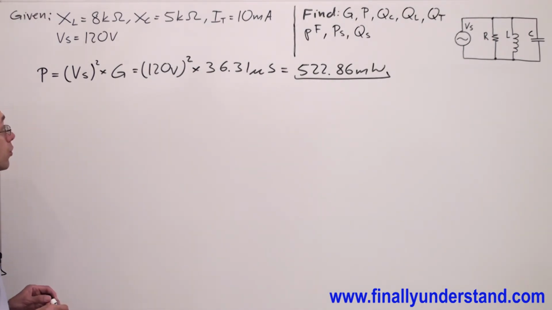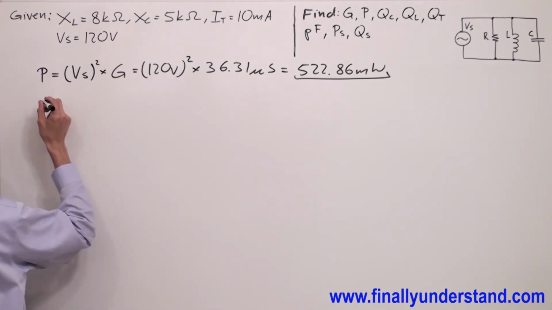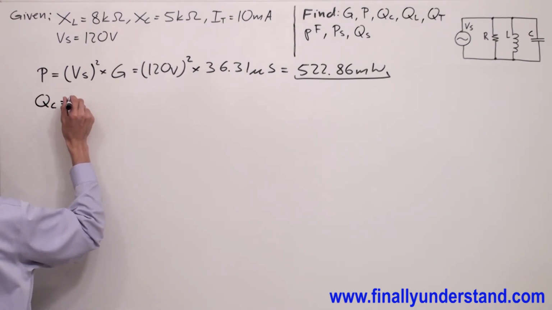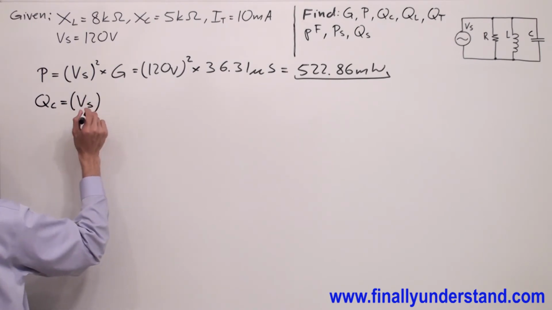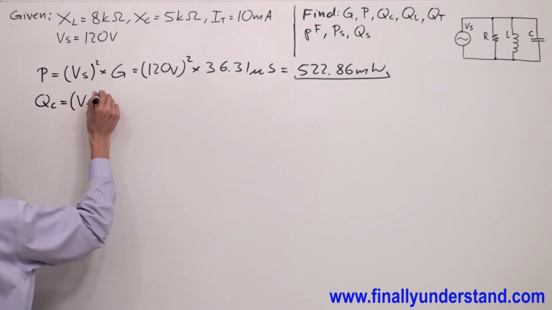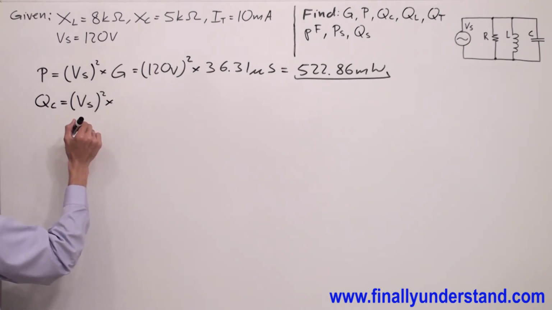Okay, so this is the true power in my parallel circuit. Next, I'm supposed to find the reactive power at the capacitor. So what I'm supposed to do? Just write the formula. QC is equal, again, to the voltage source, because the voltage source is equal to the voltage across the capacitor, raised to the second power, times, in this case, BC.